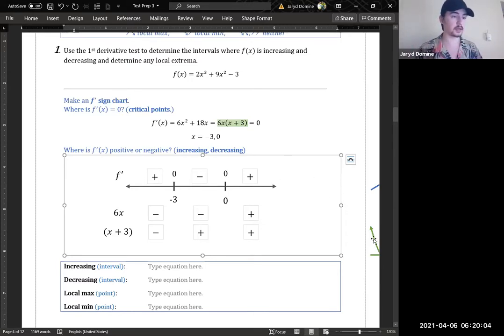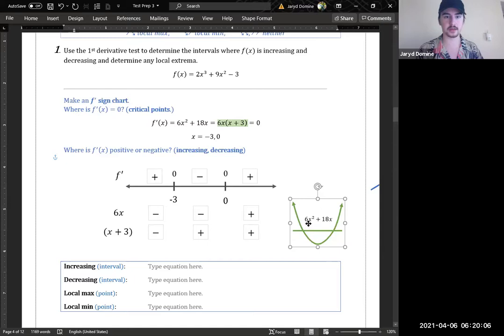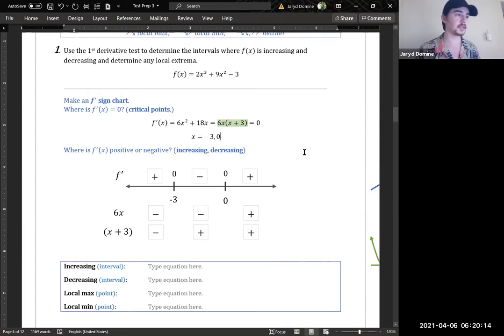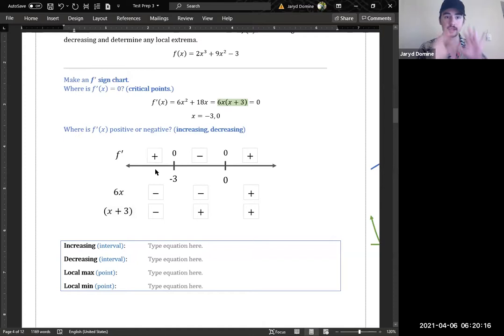I find it much faster just to know what these look like, but either one's valid as long as you get the right sign chart. Now, this was the whole goal. Once we got the sign chart, we're good. We can answer the problem.